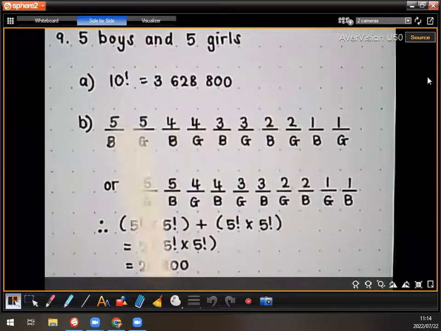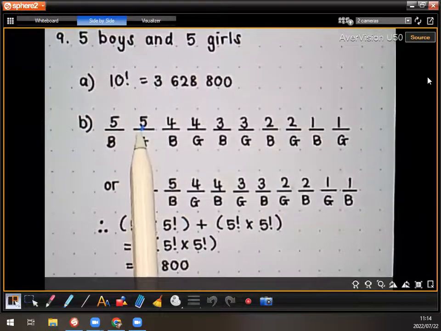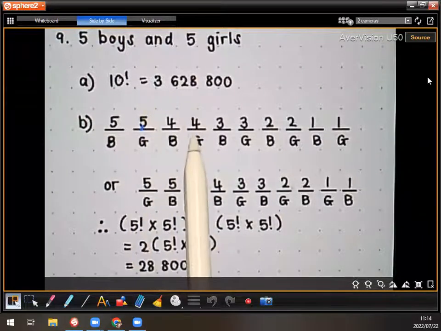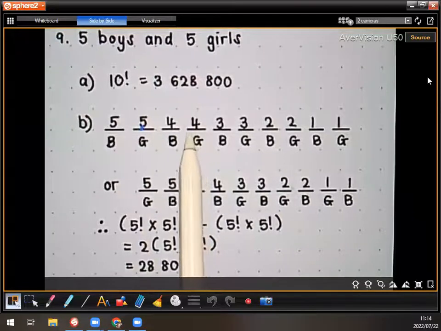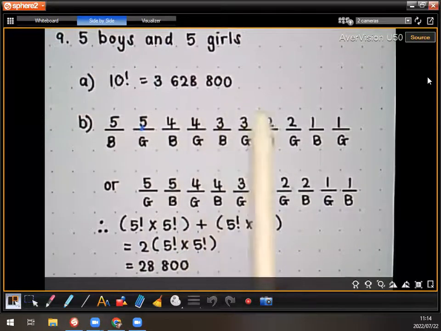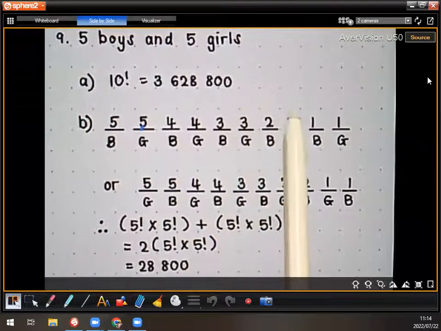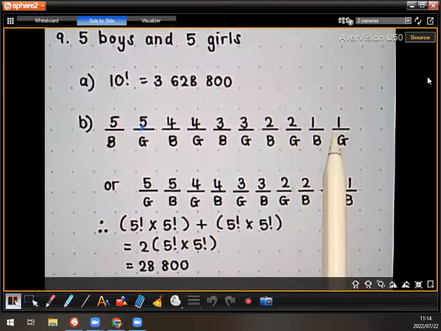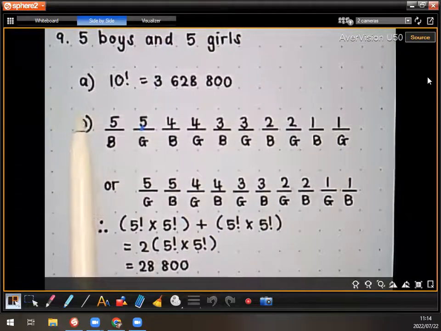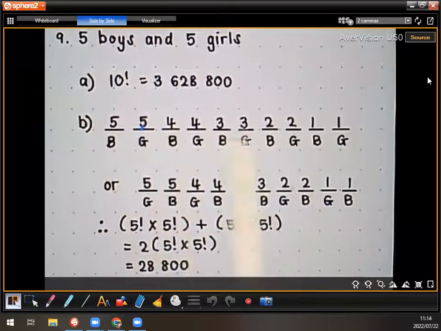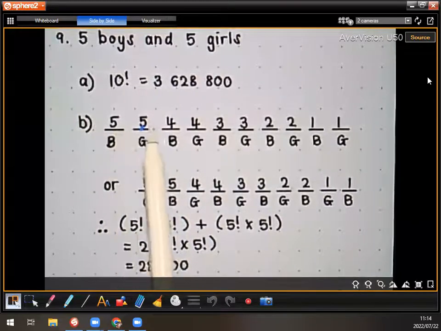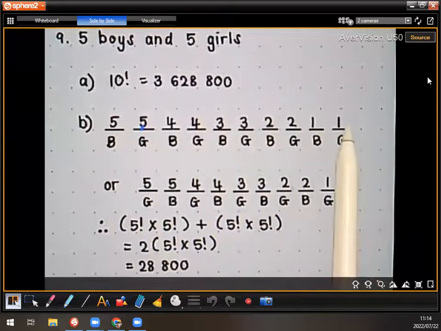So for all the girl seats, the first girl seat, there are 5 girls, so any of those 5 girls can sit there. But for the next girl seat, there are only 4. Right? Makes sense? The next girl seat, there would only be 3 girls left, and then 2, and then 1. Okay, so if we're just looking at these numbers, guys, do we see that this is actually 5 factorial times 5 factorial?